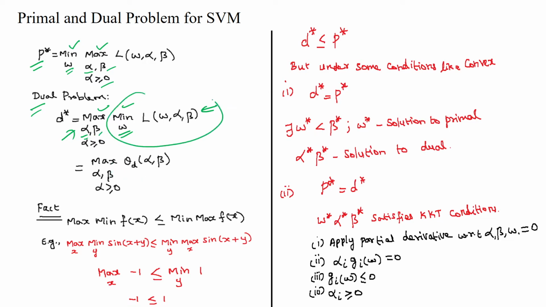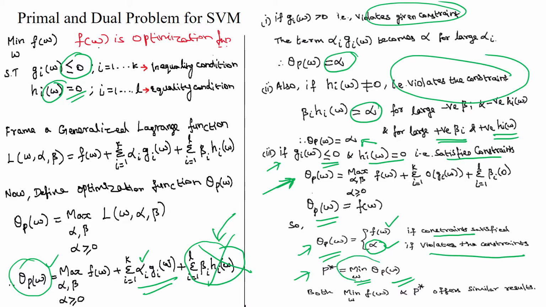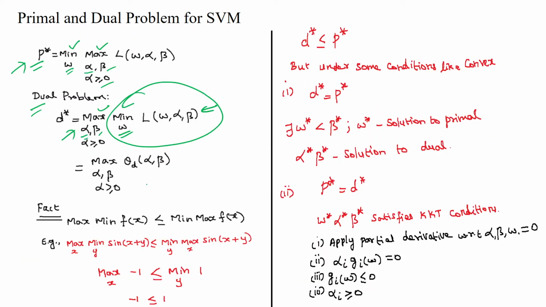So the minimum problem we already got from this equation here. We are trying to maximize that value with respect to the dual problem, maximizing with respect to alpha comma beta. So for example, max min of f of x is less than or equal to min max of f of x. Here, first we are finding the maximum value and trying to minimize that maximum value. Here, first we are finding the minimum value and trying to maximize it.